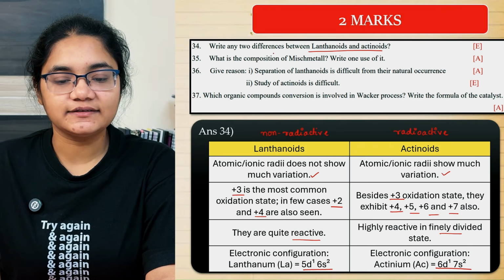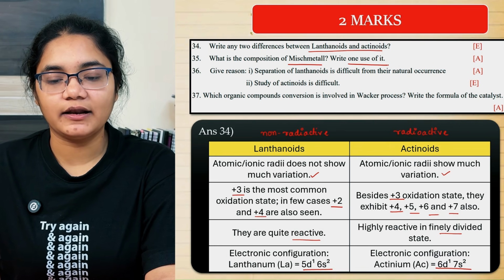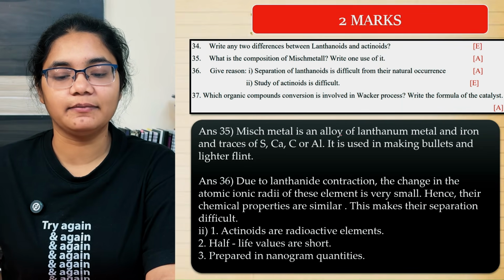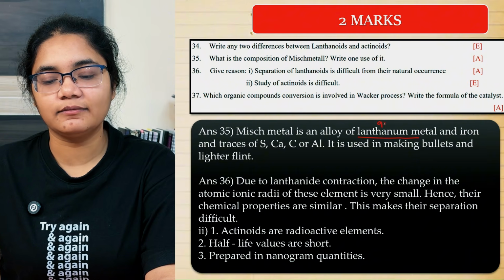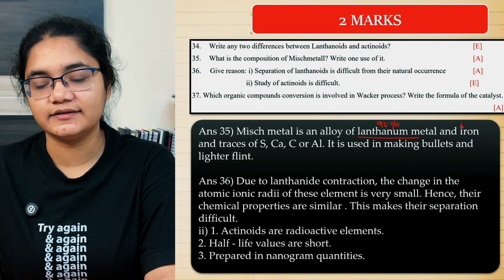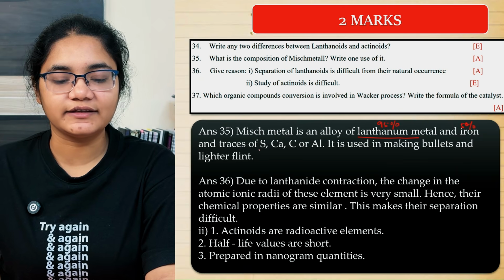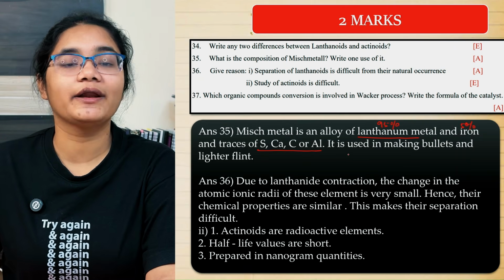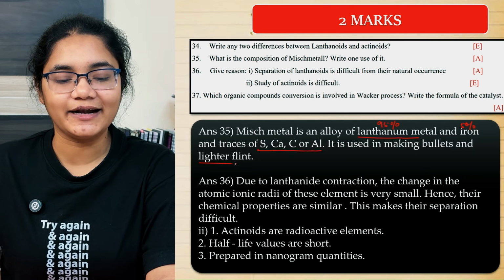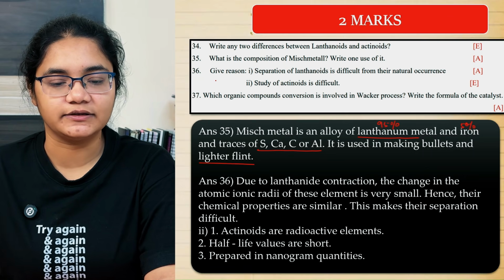Okay. Next, 35. What is the composition of Mischmetal and write one use of it? So you can see Mischmetal is an alloy of lanthanum metal and iron. Here lanthanum is generally 95%. You can also mention the percentage, and iron is around 5%. And there are traces of sulfur, calcium, carbon or aluminium. It is used in making bullets and lighter flint. That's one example, one use of it.